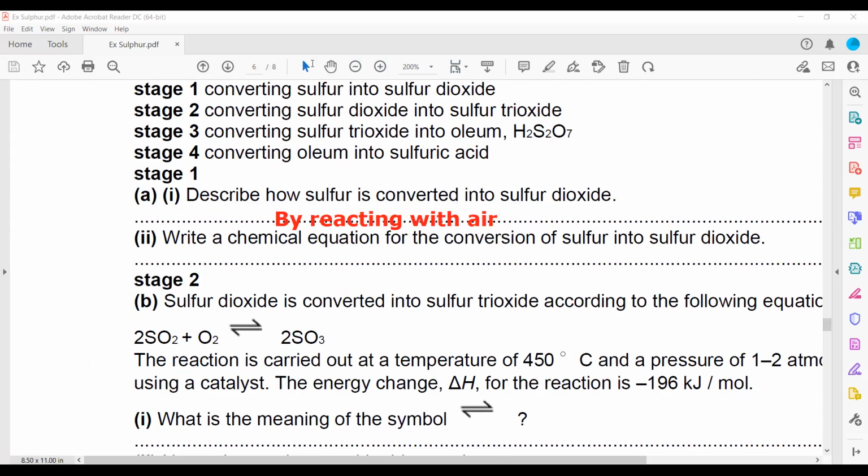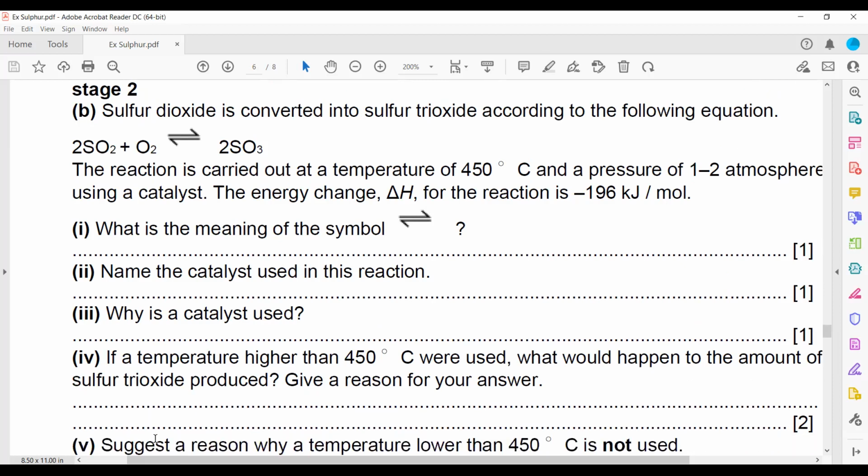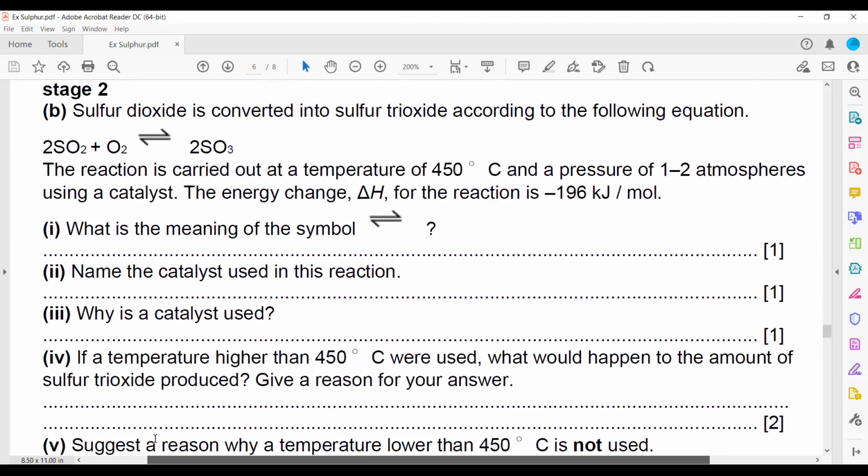Then write a chemical equation for conversion of sulfur to sulfur dioxide. Sulfur mixed with oxygen gives sulfur dioxide. And this reaction is not a reversible reaction. It is irreversible. Sulfur trioxide formation is a reversible reaction. Then sulfur dioxide mixed with oxygen gives sulfur trioxide. The temperature is around 450. The pressure is 1 to 2 atmospheres and a catalyst is used.